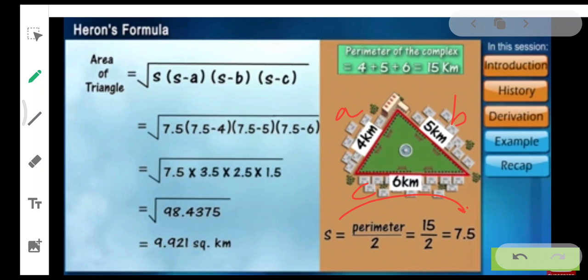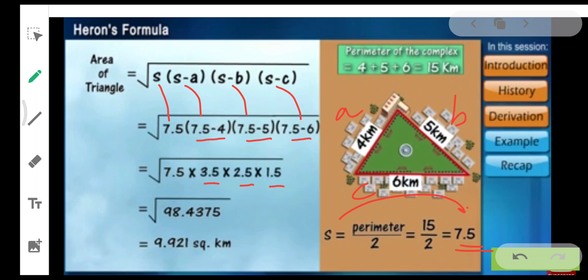So we found the semi perimeter. Let's substitute in the formula. Our formula is s into s minus a into s minus b into s minus c. What is our s value? s value is 7.5. Then s minus a, 7.5 minus 4, s minus b, then s minus c. We'll substitute all the values in the formula. Subtracting this, I'll get 3.5. Subtracting this, I get 2.5, and subtracting this, I get 1.5.